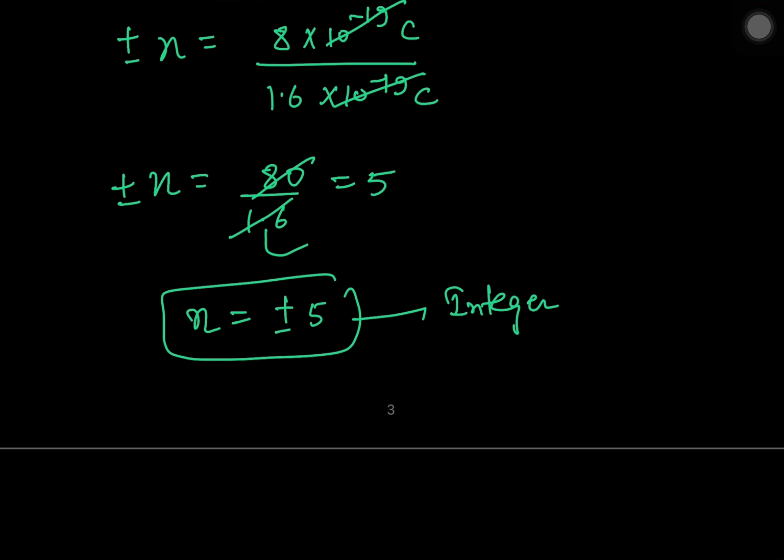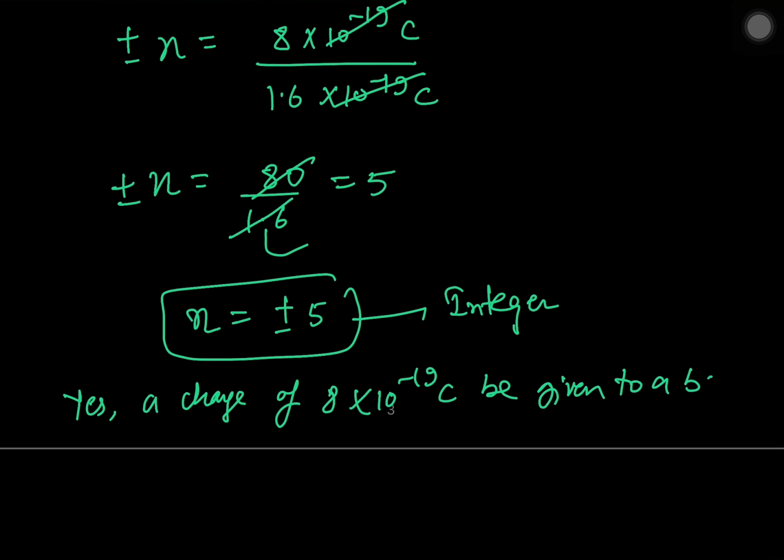So if n, the number of electrons, is an integer, I would consider that yes, a charge of 8 into 10 to the power minus 19 coulomb can be given to a body. हम बॉडी को इतना चार्ज दे सकते हैं, या बॉडी इतना चार्ज एग्जिस्ट कर सकती है अपने अंडर.